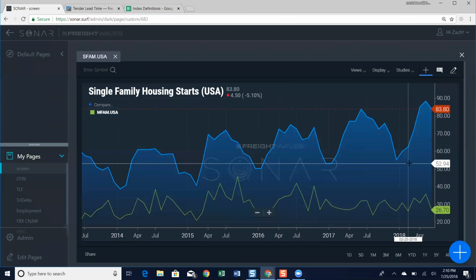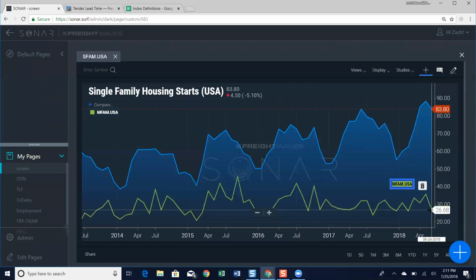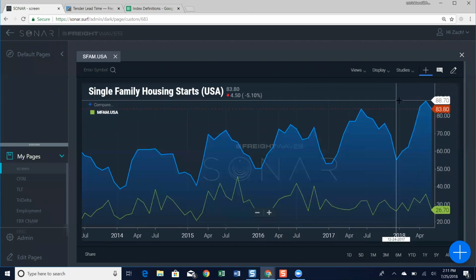Can you go over what exactly 83.8 means? Yes, that's a good question. These are in thousands. So last month, 83,800 houses were started in the month of June. And down here, multifamily is 26,000 houses. Those are your apartments and whatnot. So those two numbers combined are the housing starts for the month. Okay, cool, thanks. Right on.